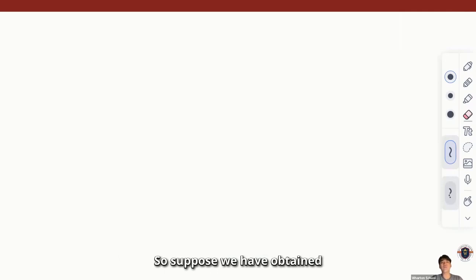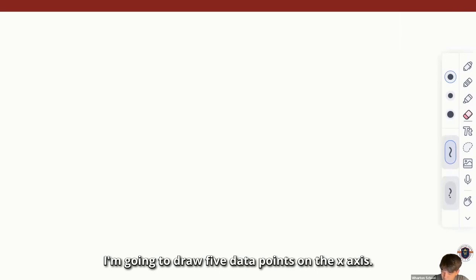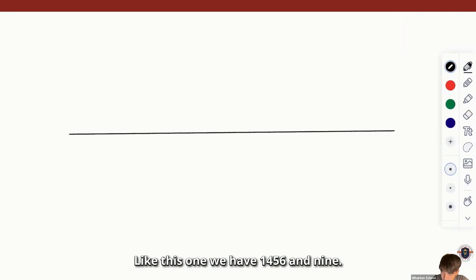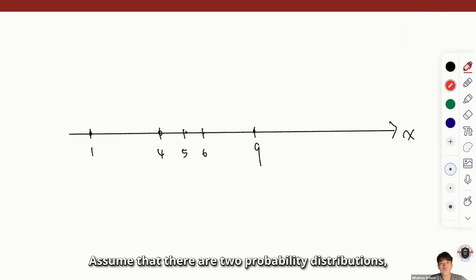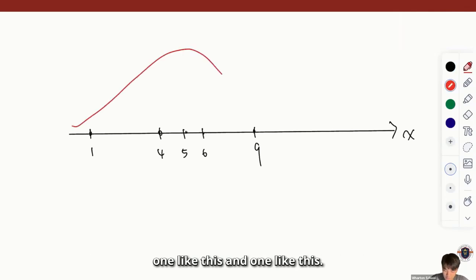Suppose we have obtained the following 5 data points. I'm going to draw 5 data points on the x-axis like this. We have 1, 4, 5, 6, and 9. So these are the data points. Assume that there are 2 probability distributions, one like this and one like this.